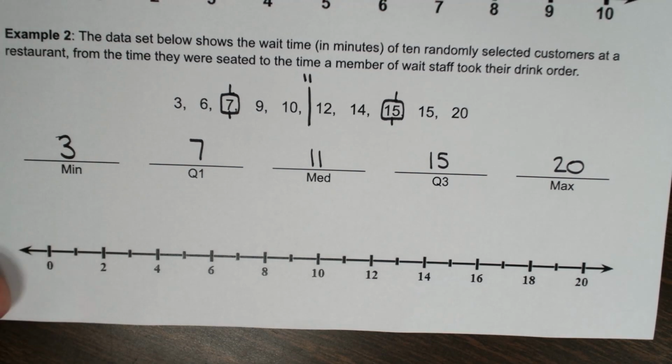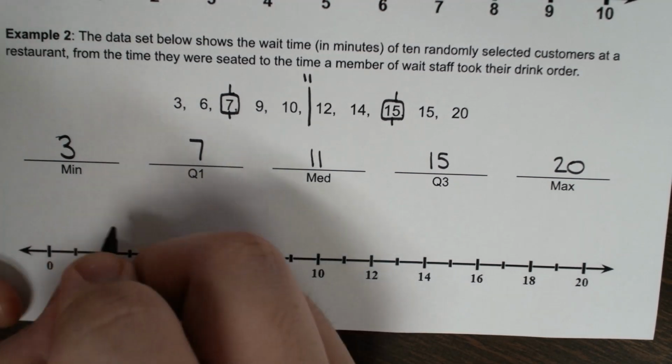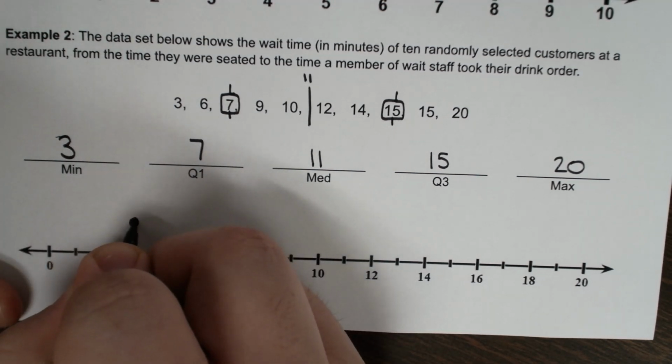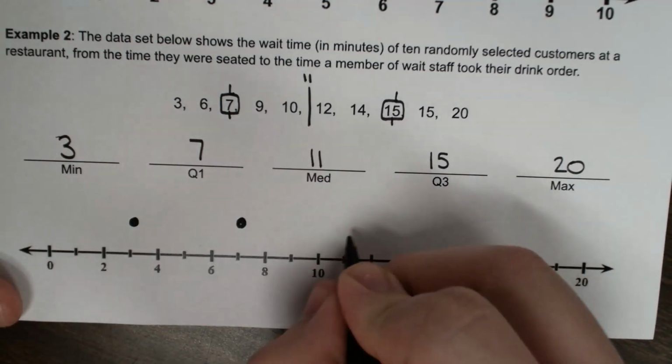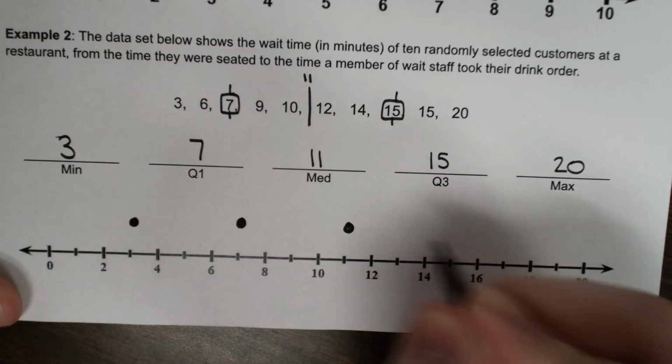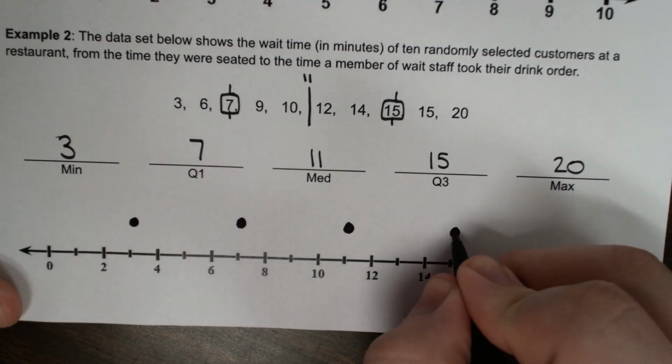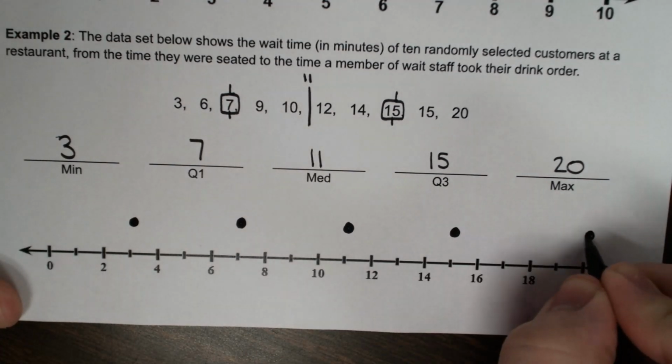Okay. Then we're going to plot these 5 numbers. We've got 3, draw a dot. 7, draw a dot. 11, draw a dot. 15, draw a dot. And 20, draw a dot.